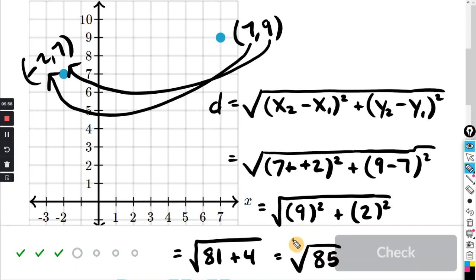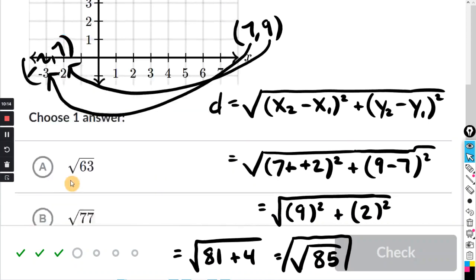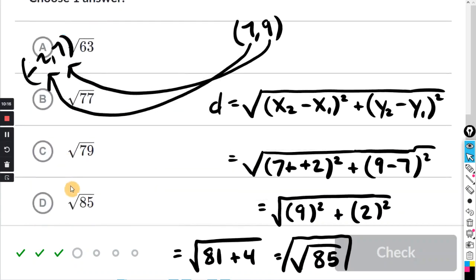Any further, we would need a calculator to round it to the nearest decimal, but they don't have that as the answer, okay? They have their answer in this form, so don't round off at the end, and that is just the square root of 85. So if we go down here, that's answer D.